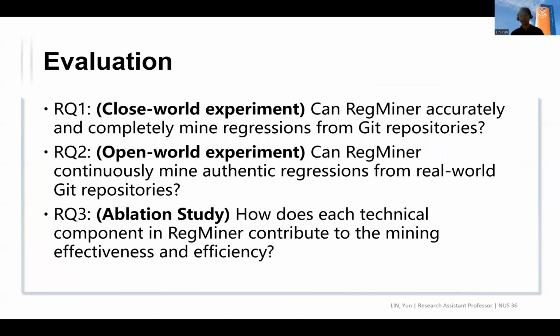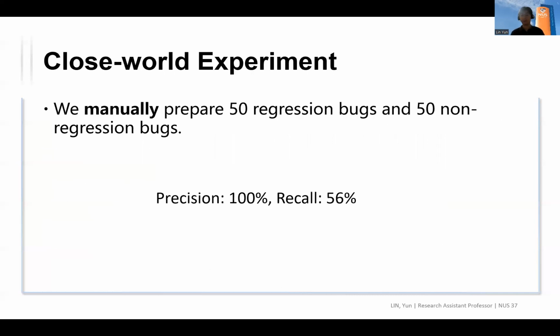We evaluate our approach with 3 experiments: a closed world experiment to evaluate whether RegMiner can accurately and completely mine regressions from Git repositories, an open world experiment to evaluate whether RegMiner can continuously mine authentic regressions from real-world Git repositories, and an ablation study to evaluate how each technical component in RegMiner contributes to the mining effectiveness and efficiency. In the closed world experiment, we manually provide 50 regression bugs and 50 non-regression bugs.